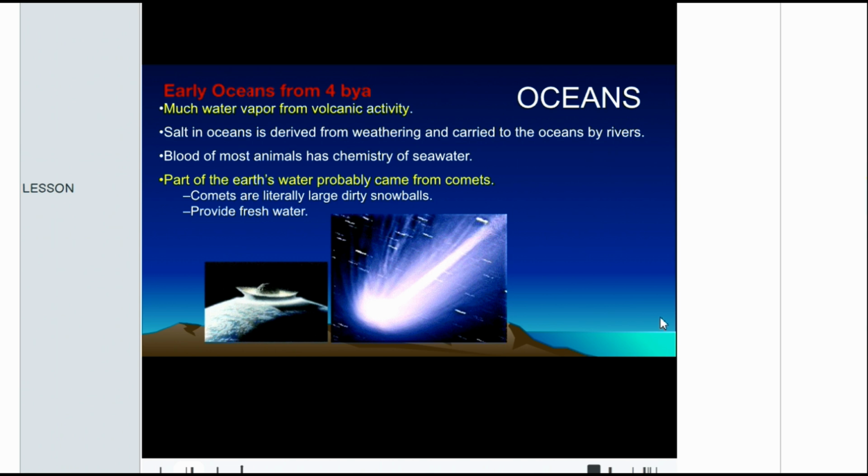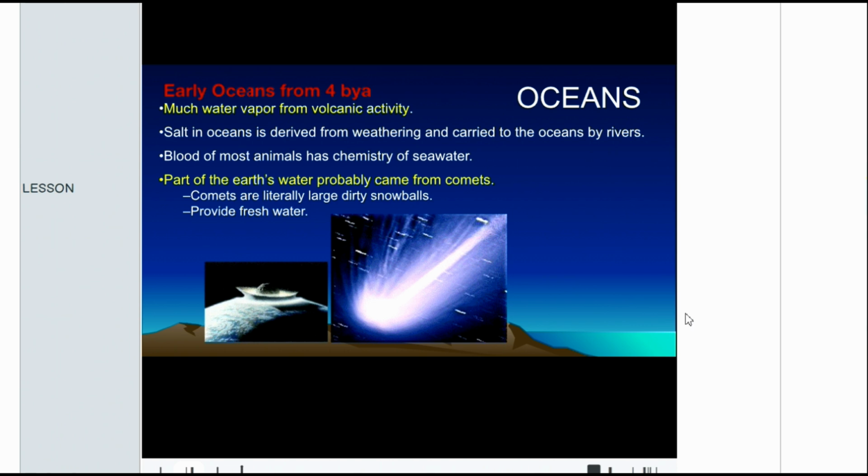Okay, back to notes. The oceans start forming about 4 billion years ago. So we're getting our crust forming. We start having a shell around the Earth, and now we have that surface to hold the water so that it does not go down into the molten rock and evaporate.